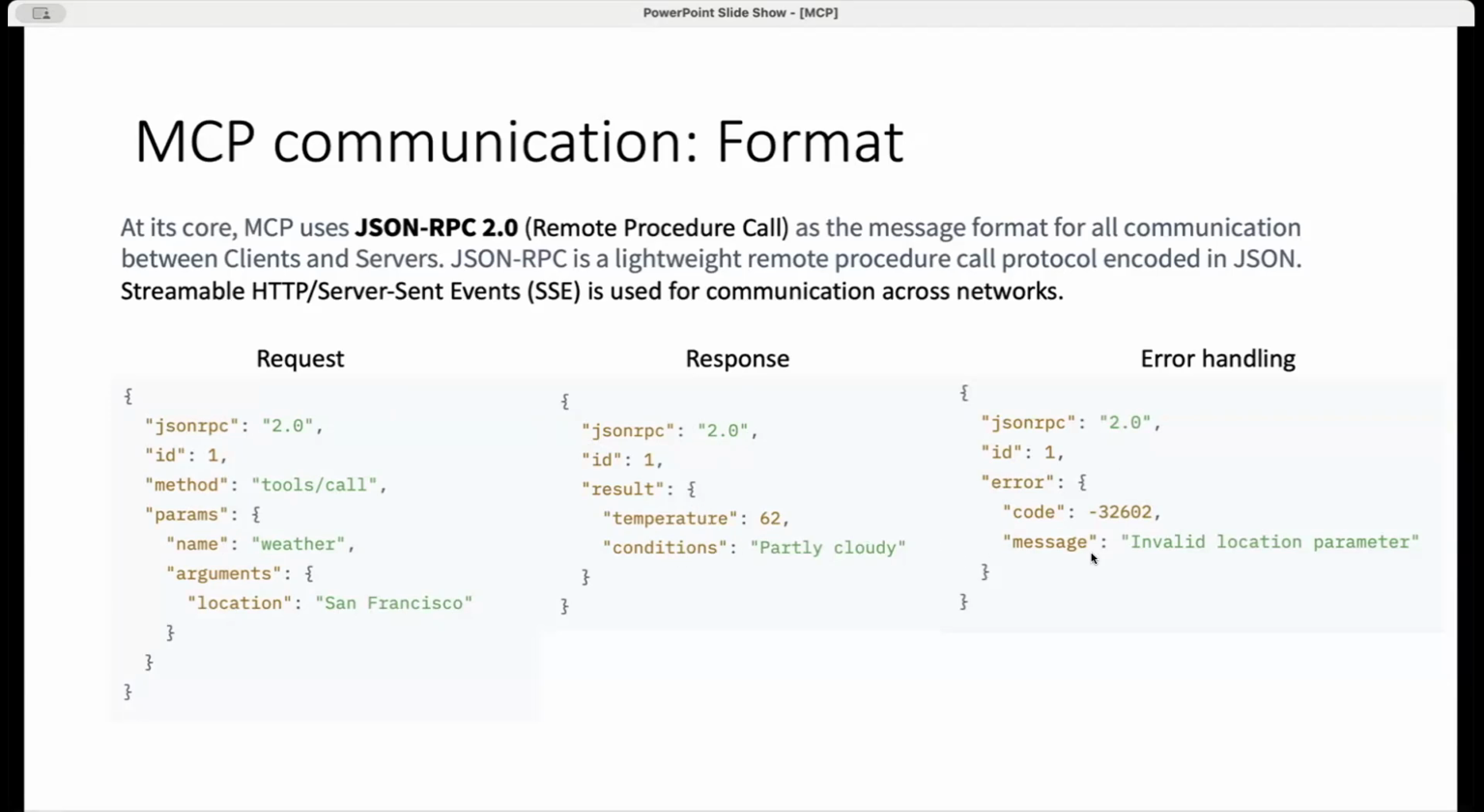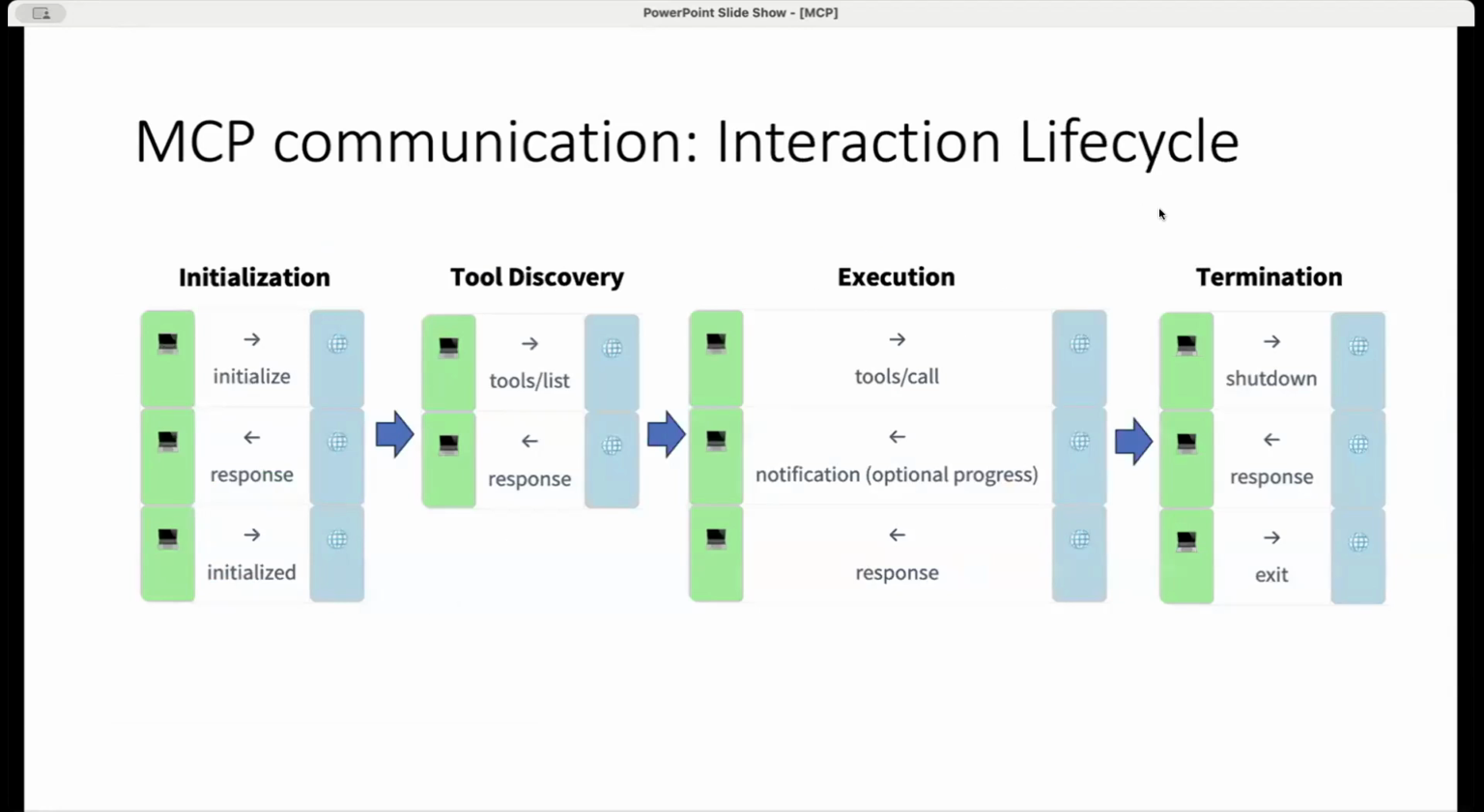And also it enables the server to send errors, right? You can also implement your error handling mechanisms on the server side to make it more robust. Like for example, if the location doesn't exist, you can just say it's an invalid location input. So this is usually the interaction life cycle of the MCP.